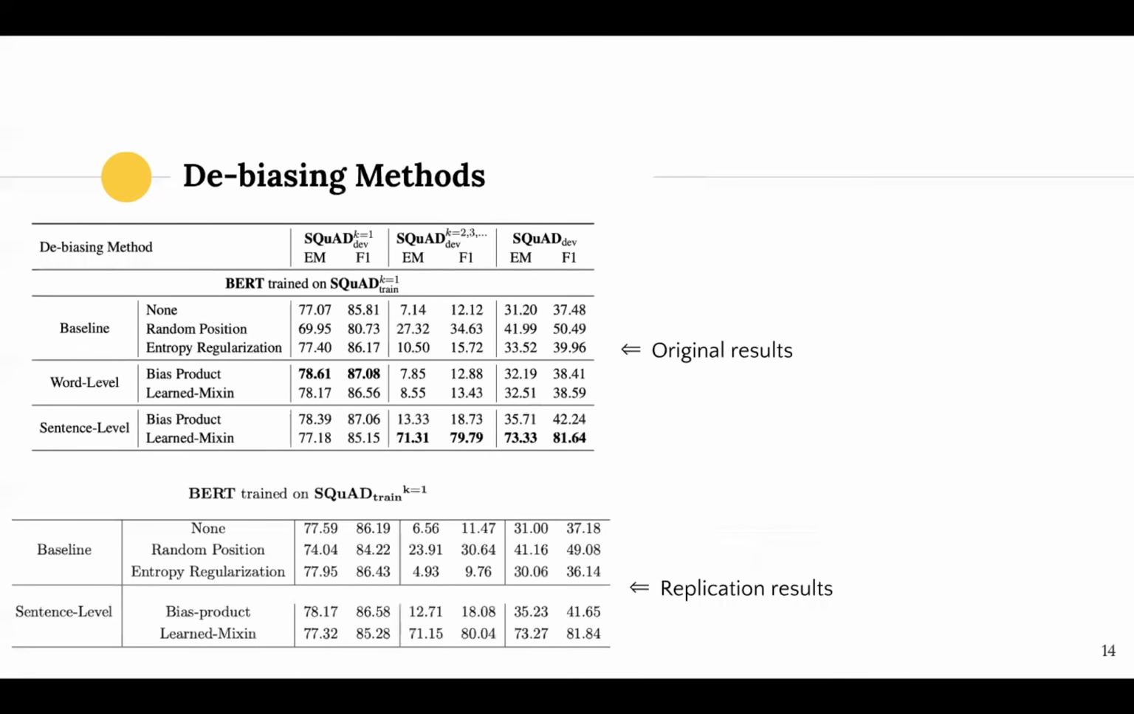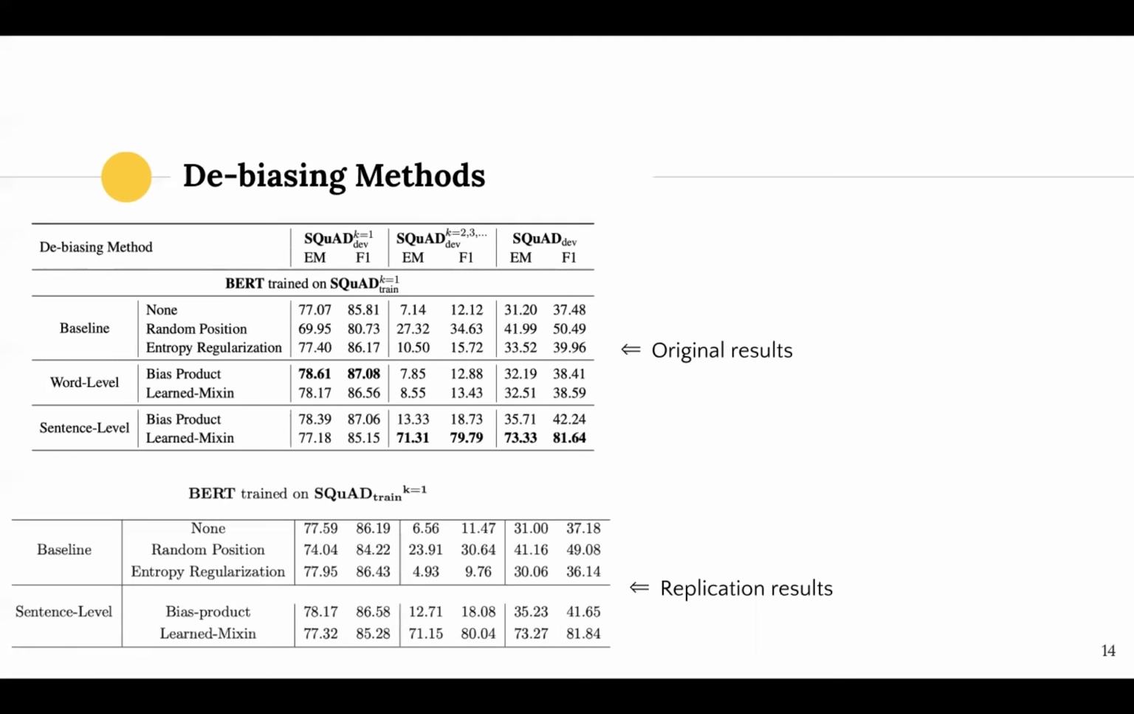In the second part of the experiment, they introduced solutions for BERT to prevent models from learning a direct correlation between word position. They are randomized position and entropy regularization. For BERT, we did the sentence level answer prior with 2 bias ensemble methods, bias product and learned mixing.